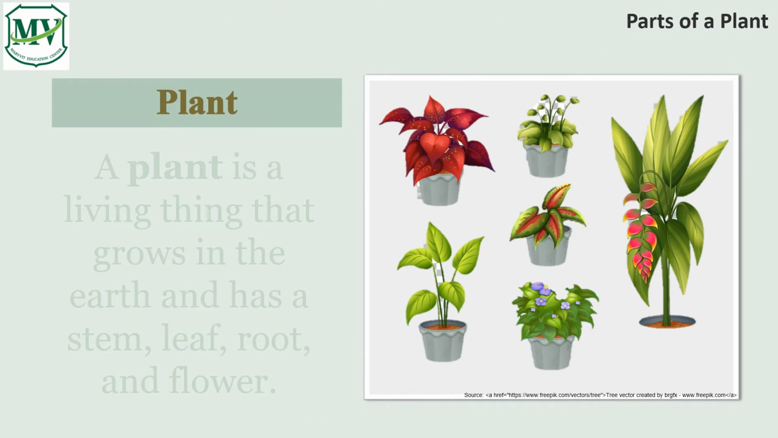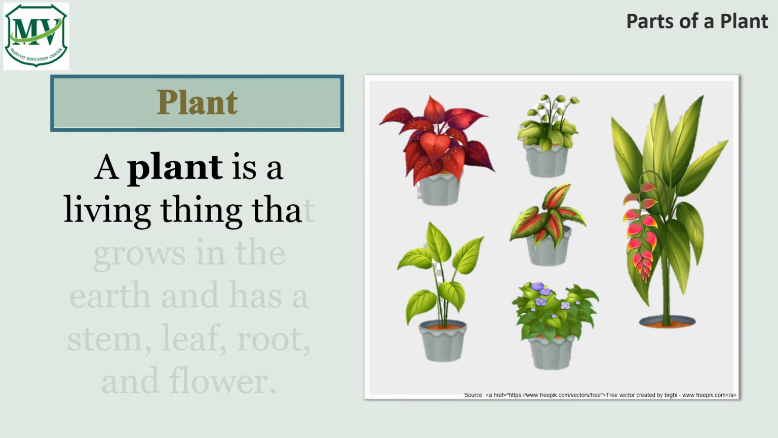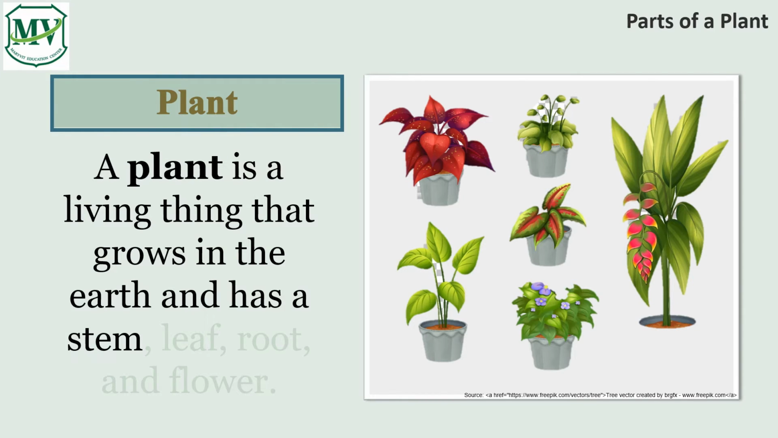To begin with, let's have a refresher course about the basic parts of a plant. Do you still remember what those are? Well, a plant is a living thing that grows in the earth that has a stem, leaf, root, and flower. But remember, not all plants are flowering. Let's take a look at them and their functions one by one.